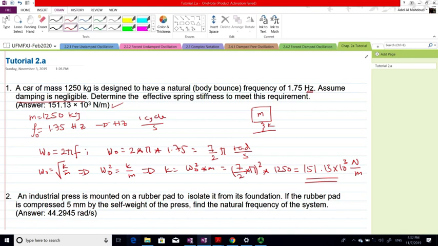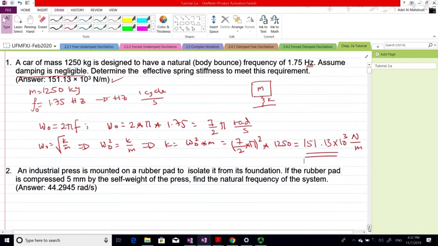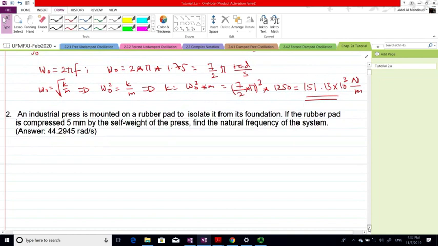The next question is about an industrial press. We have a press mounted on a rubber pad to isolate it from its foundation. Mostly we put rubber pads to avoid transmitting the rotating vibration into the foundation, to avoid cracking and so on.